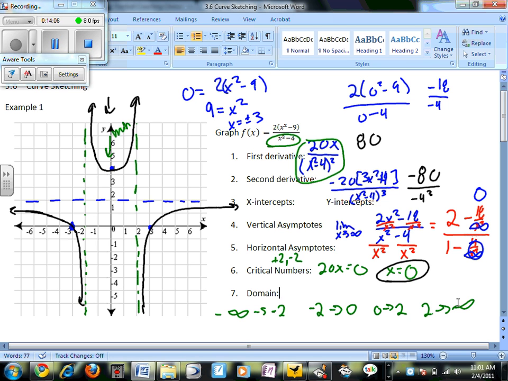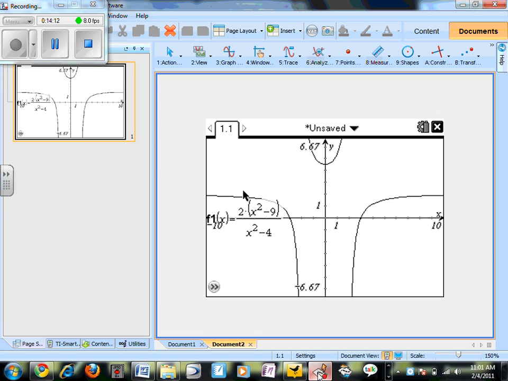And just to prove to you that I'm right, I have graphed this on a graphing calculator, and that's what the graph looks like. So we are right. It has a horizontal asymptote at 2, and vertical asymptotes at -2 and 2. Looks like it crosses the x-axis at 3 and -3, and this looks like 9/2 to me.